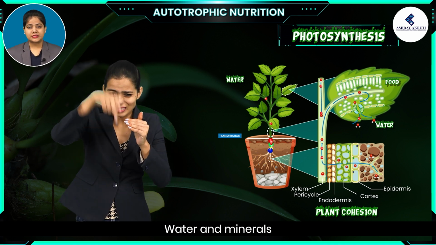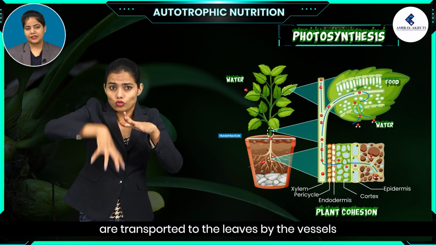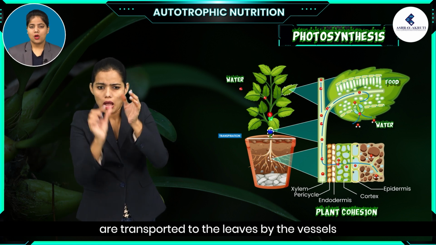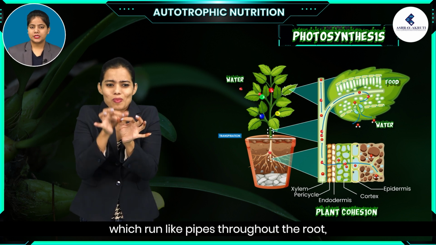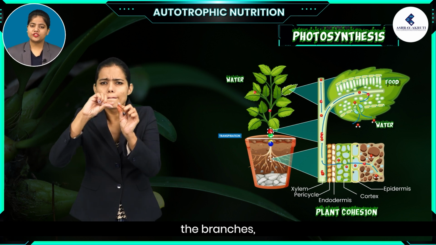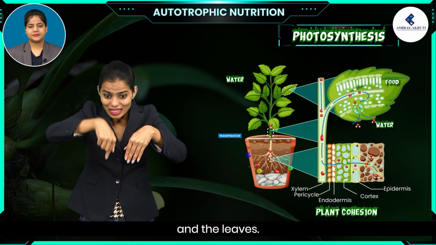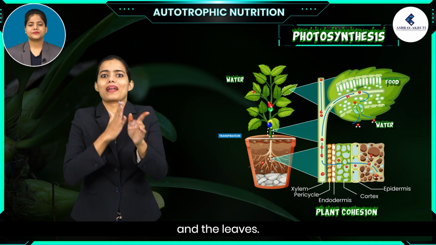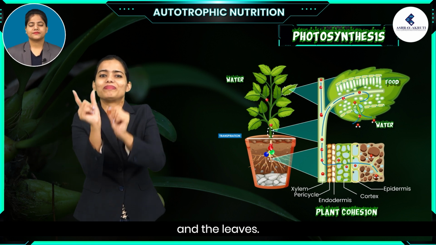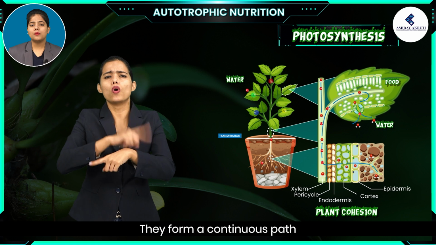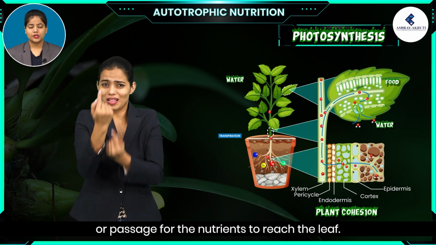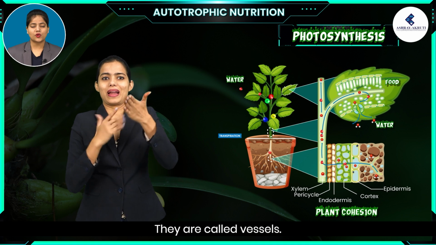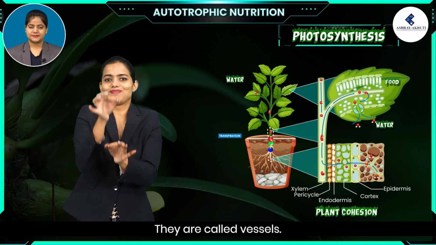Water and minerals are transported to the leaves by the vessels, which run like pipes throughout the root, the stem, the branches, and the leaves. They form a continuous path or passage for the nutrients to reach the leaf. They are called vessels.